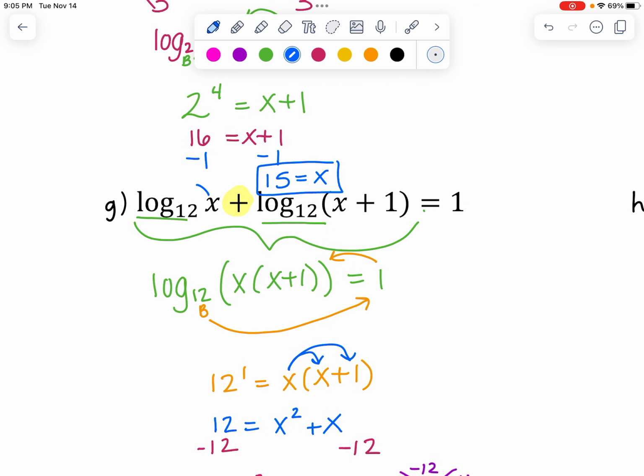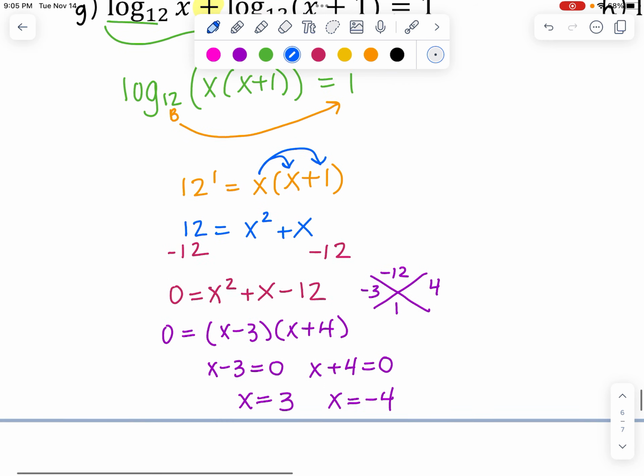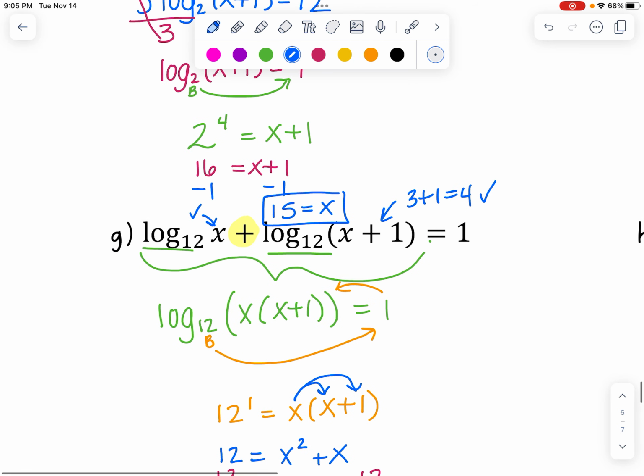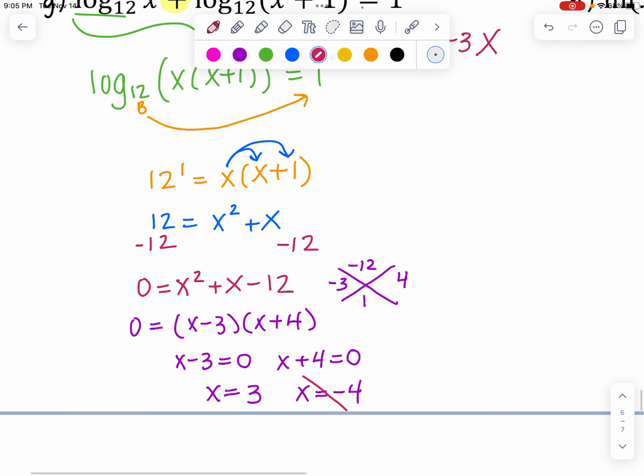If I plug in 3 here for x, that'll be a positive, so that's good. And if I plug in 3 here for x, I will get 3 plus 1, which is 4. That's positive, so that's good as well. Let's check the other answer of negative 4. If I plug in negative 4 plus 1 is negative 3. That's not good. So negative 4 is not a good solution. x equals 3 is our solution.